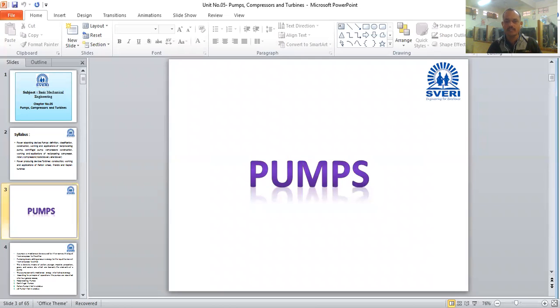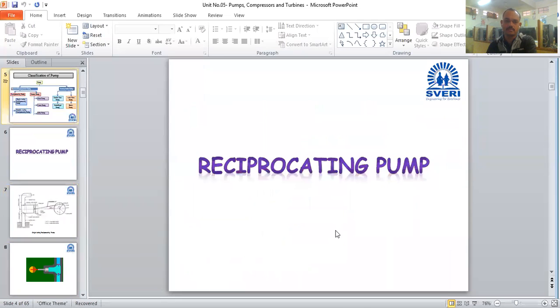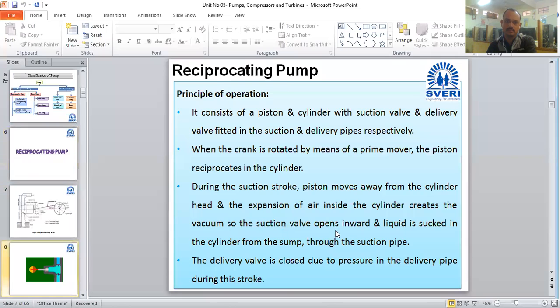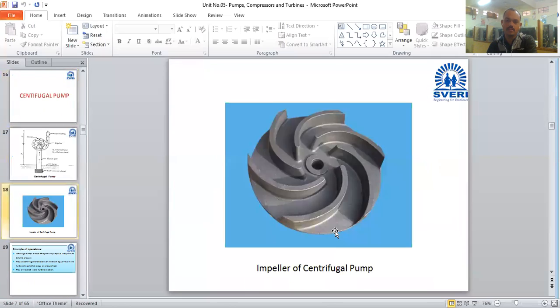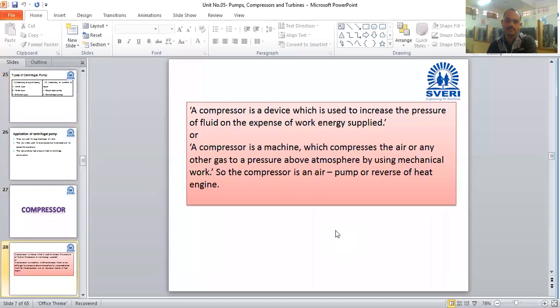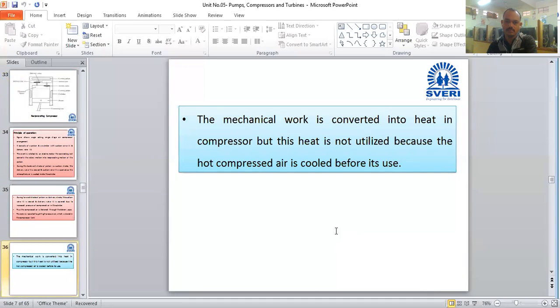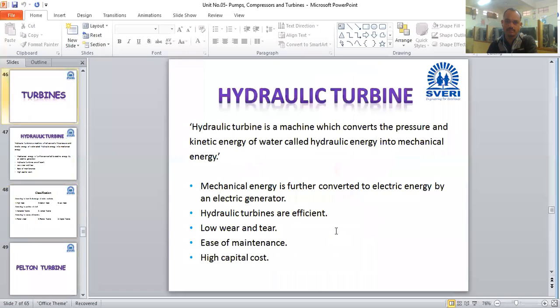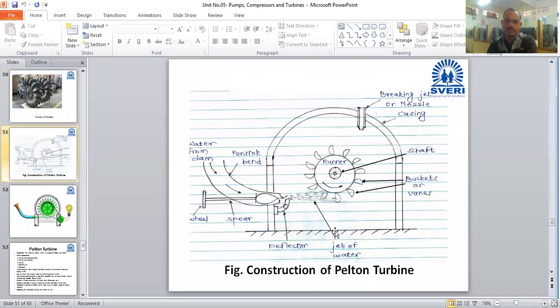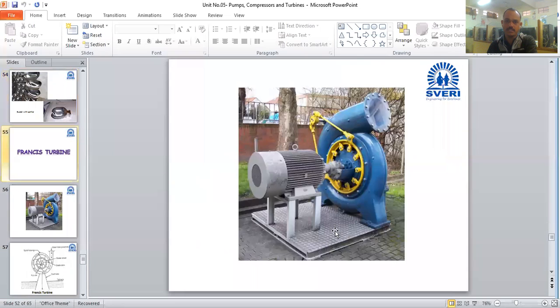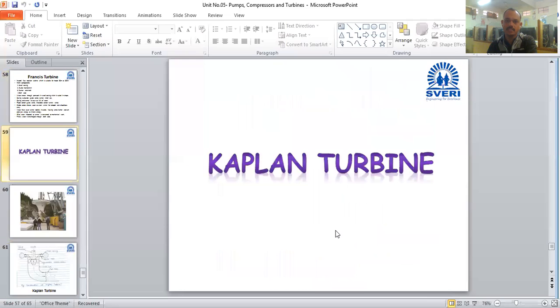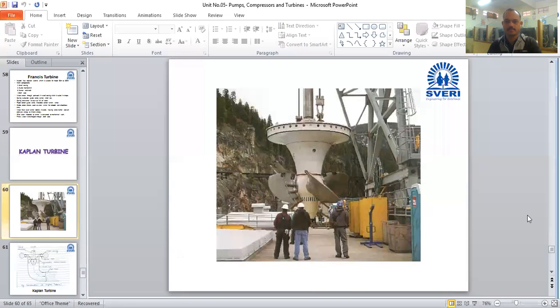So you do one thing. Is this slide visible? Yes, sir. Pelton turbine, Francis turbine, and the Kaplan turbine. Okay.